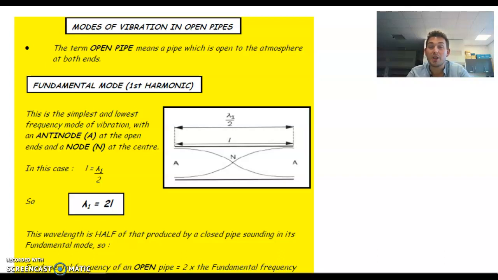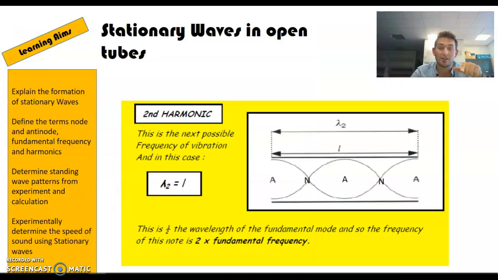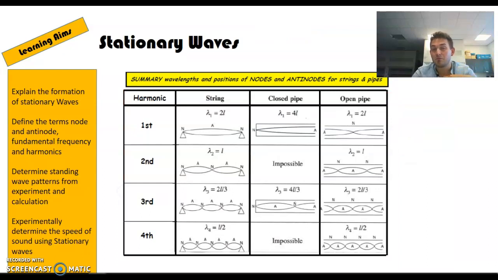You also have it happen in open-ended pipes where it's just antinode, node, antinode. Now you might think, oh, that's just the string in reverse, and you'd be right to think it is. Right, and these are our sort of conclusions. These are the rules for the string.